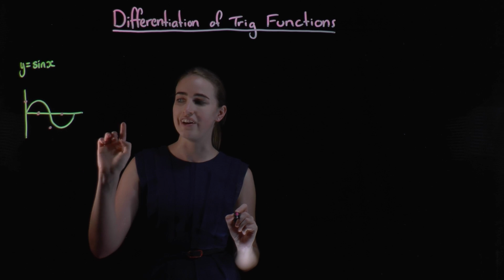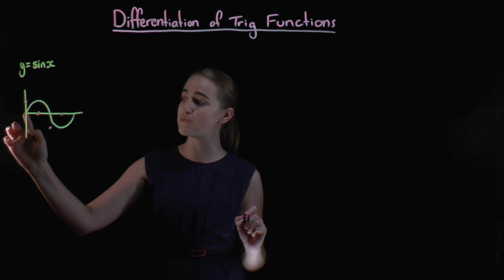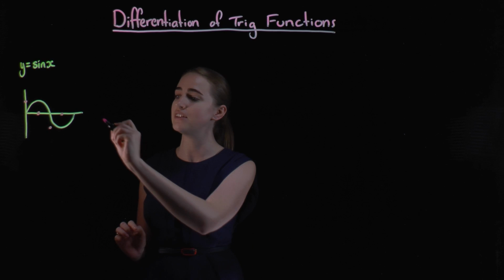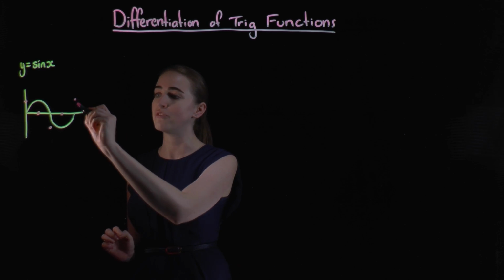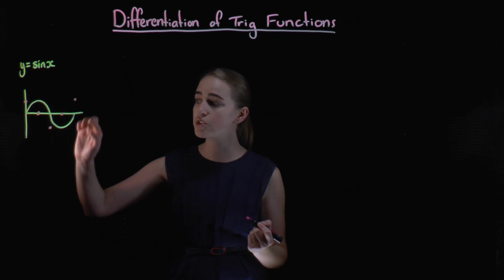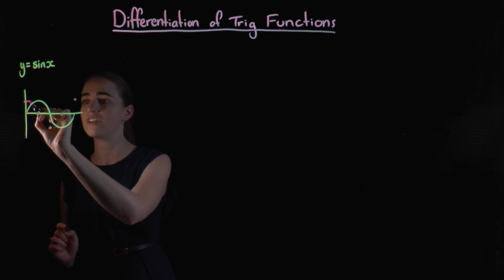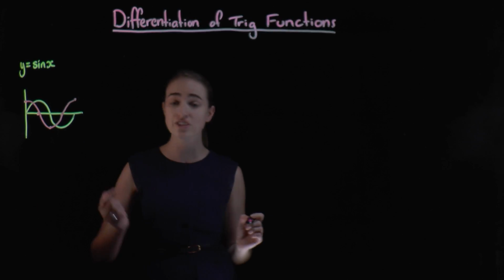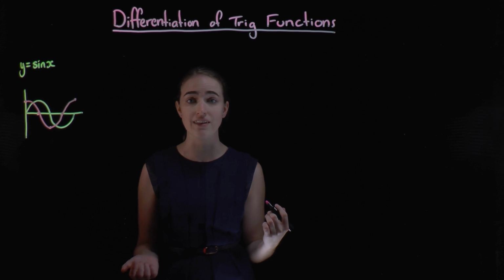And the gradient at this point here will be the same as the gradient at the start, because we've just come back around and we're about to start that curve over again. So here we would have a gradient of 1 as well. So if we join our dots together now, we can see our gradient curve. And we can see that that actually looks like our function cos of x.